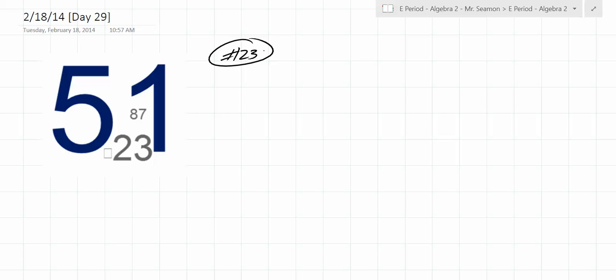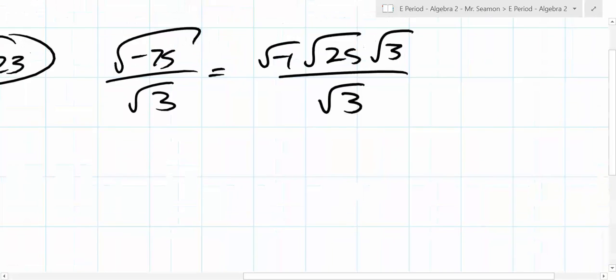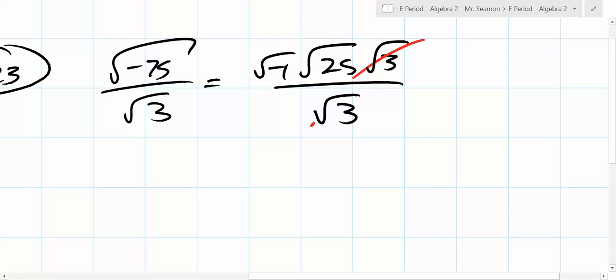Okay, number 23. Here we go. We did one almost identical to this in class, didn't we? Yeah. Okay, so this is the same thing as the square root of -1 times the square root of 25 times the square root of 3, all over the square root of 3. What cancels? The root 3's cancel, right. And what is the square root of -1? What do we call that? I. And what's the square root of 25? 5i. Done.